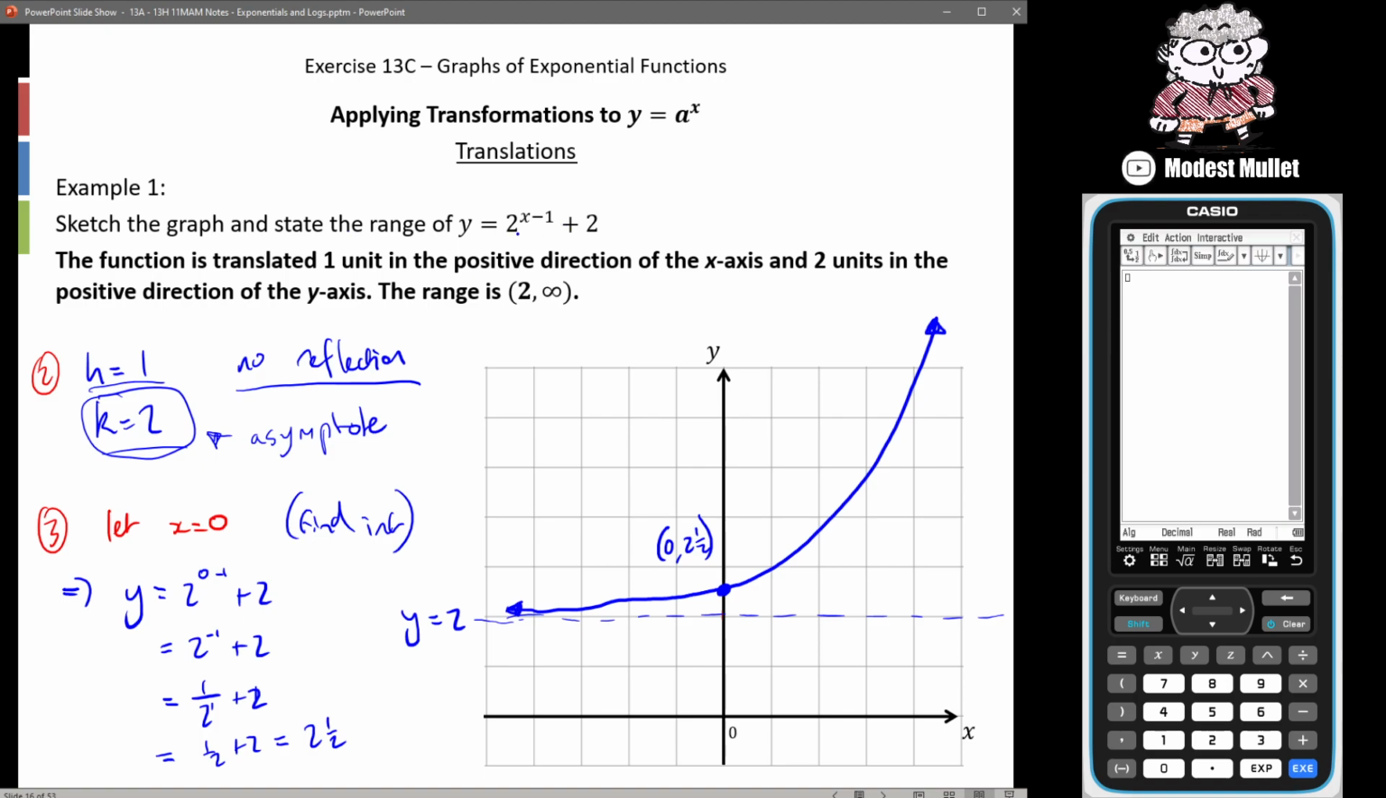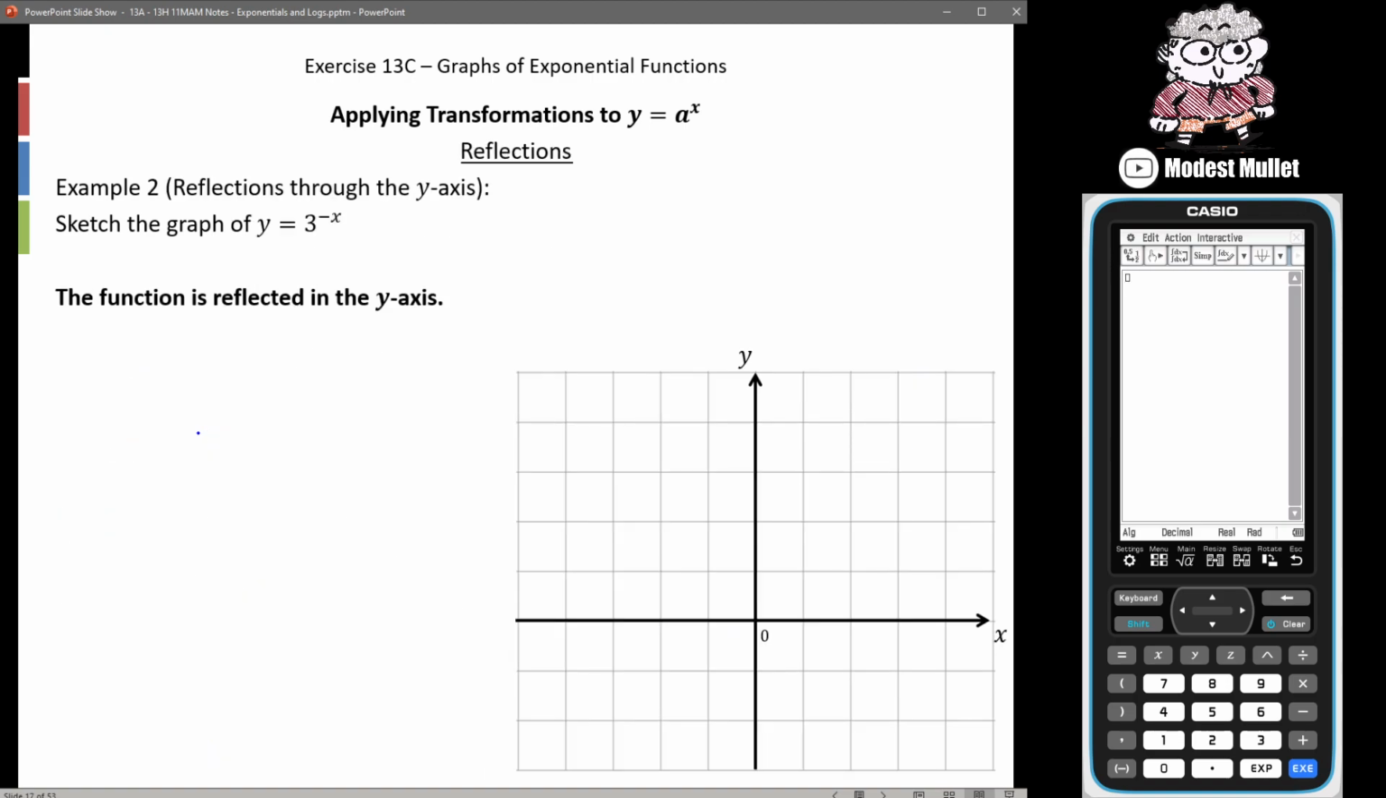So the key with these exponentials is the k value. You really need to find the k value and check for reflections. Other than that, the h, you can use it, but I'd suggest it's always just much better to check your k and then find any intercepts.